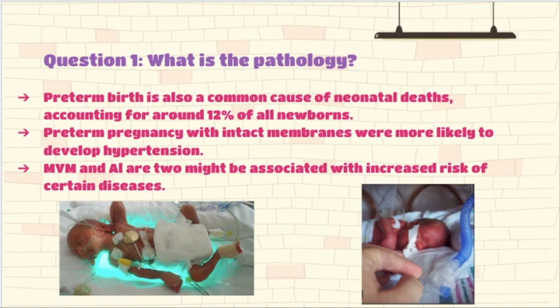Then for my last slide, I focused more on preterm birth, and I found that preterm birth is also a common cause for neonatal deaths, accounting for around 12% of all newborns. And preterm pregnancies with intact membranes were more likely to develop hypertension. And also MVM and AI are 2 that might be associated with increased risk of certain diseases.